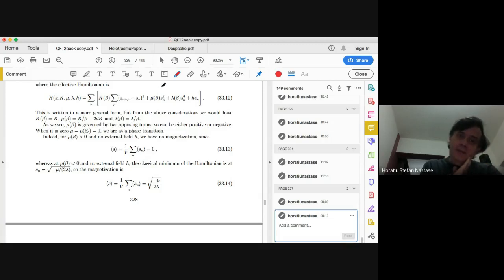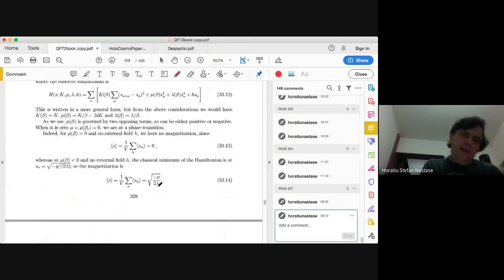On the other hand, if this quadratic term is negative, and there's no external field, so no term linear in the spin, then the classical minimum of the Hamiltonian is at a non-zero constant Sn, right? So constant Sn means this term is zero, and then you minimize the sum of these two terms, this is negative, this is positive, and then Sn is this constant, minus mu over 2 lambda. So the magnetization, the 1 over volume sum over n cancels, because this is a constant, is just this.